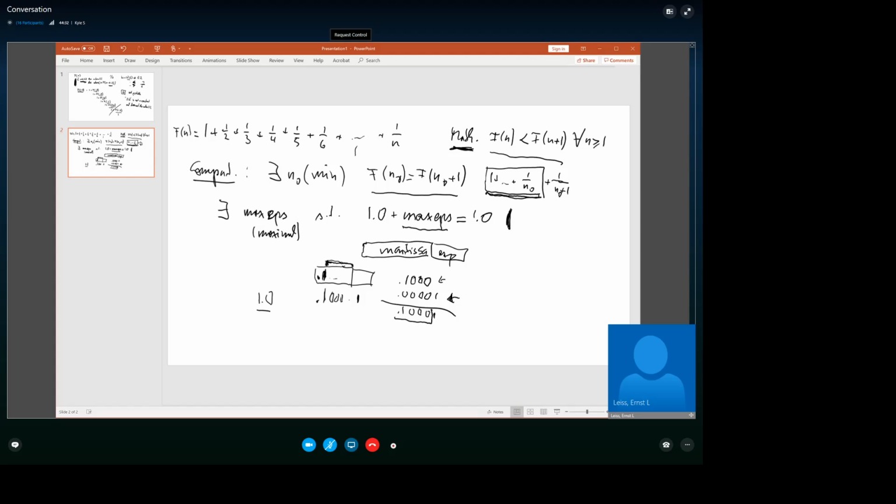So the fact that computationally that is violated is troublesome, to say the least. It gets worse.